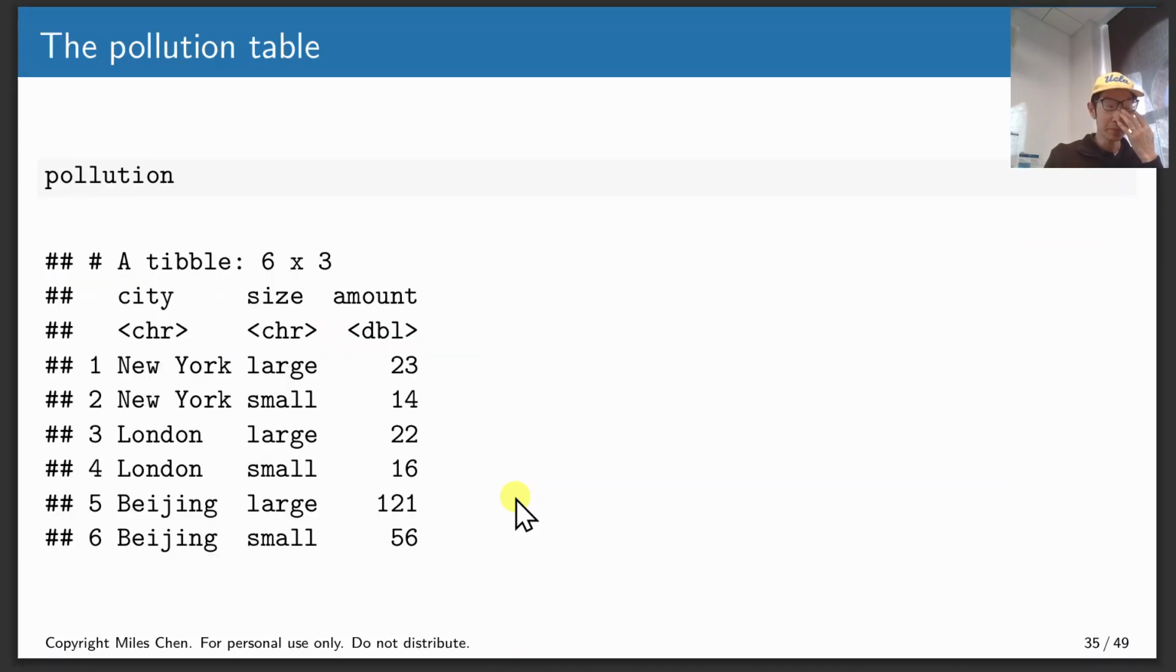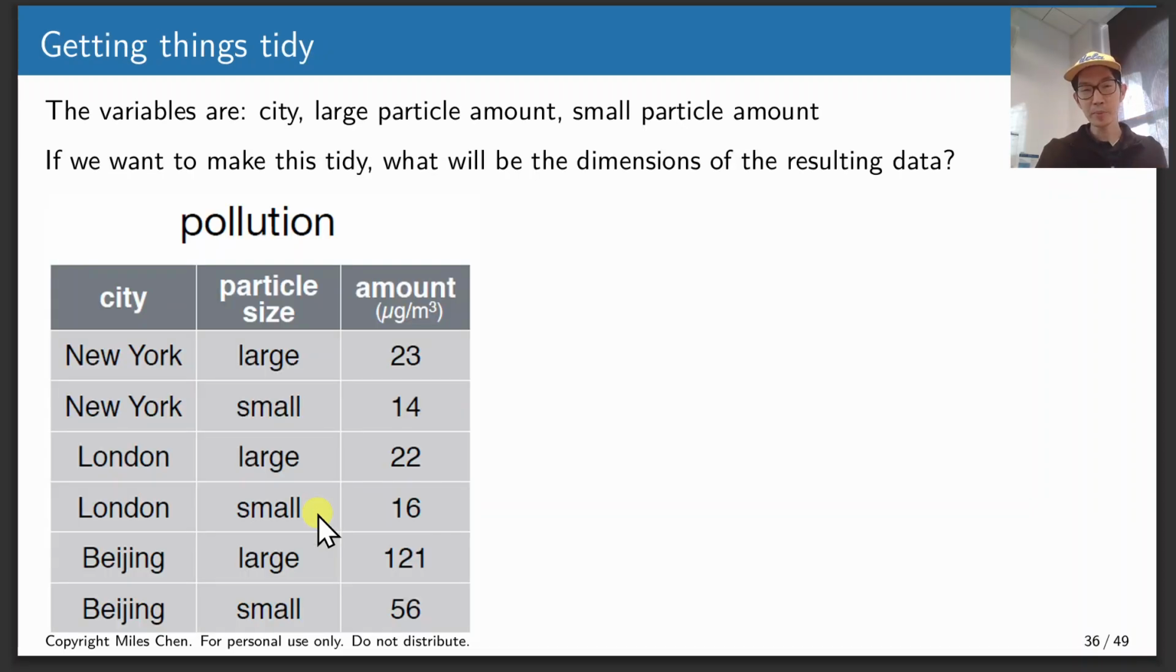So this form might be okay. All right, so this is what we have. But let's say I wanted to pivot this data, okay? And so I want to have the resulting variables. I want a row for city, a column for city, a column for large particle amount, and a column for small particle amount.